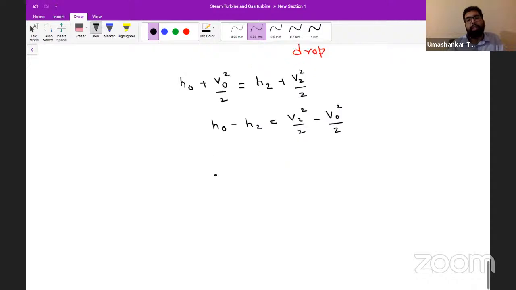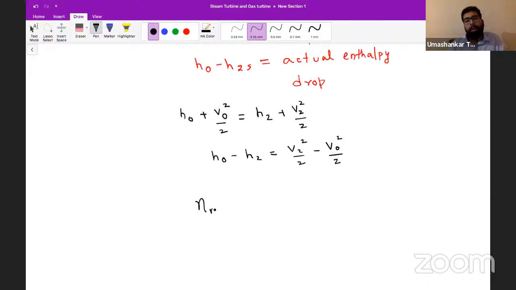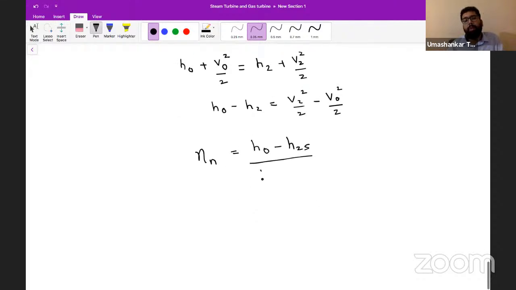So what is our nozzle efficiency? Nozzle efficiency is the actual enthalpy drop over the theoretical enthalpy drop. Actual is H naught minus H2, sorry, actual we are representing by 2 and isentropic we are representing by 2s. So nozzle efficiency is H naught minus H2 upon H naught minus H2s.